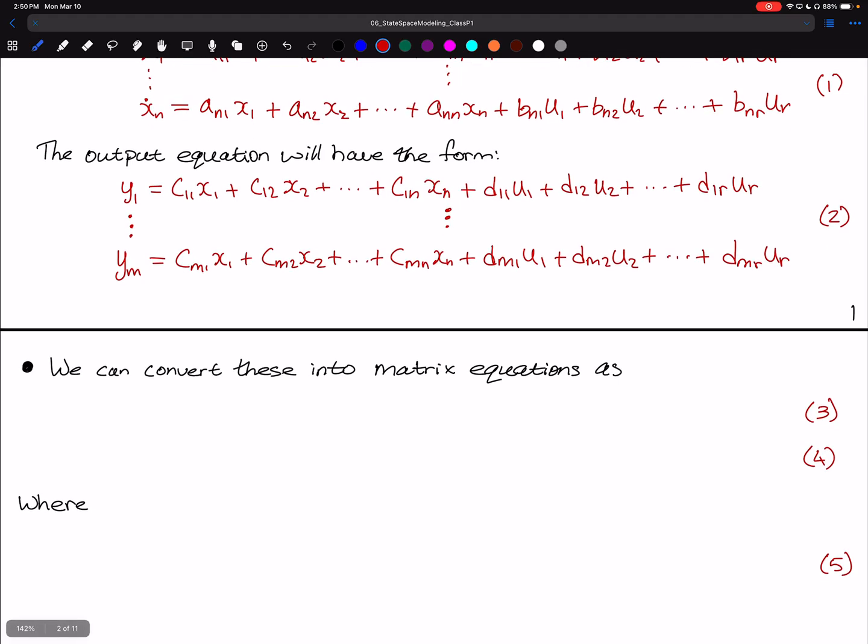Okay, we can convert this into matrix form. We'll get x dot, that's our state vector, is equal to some capital A, that's a matrix, times our state vector x plus the matrix B times the input vector u. That's our state equation. And then our output equation: y is equal to some matrix C times the state variables plus a matrix D times the inputs.